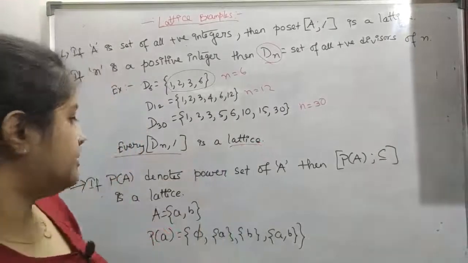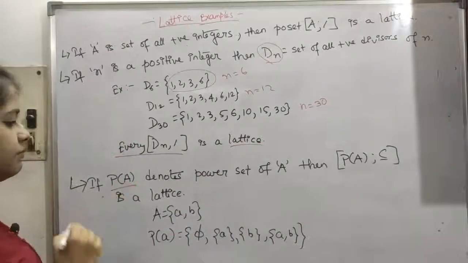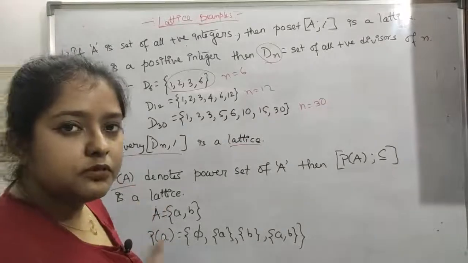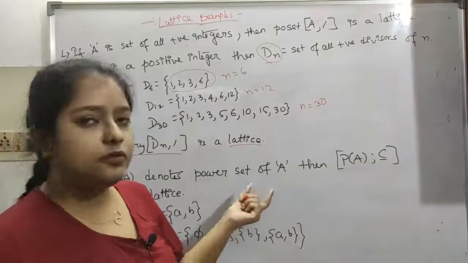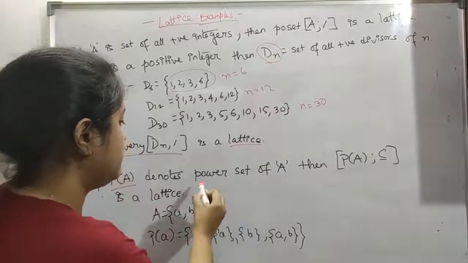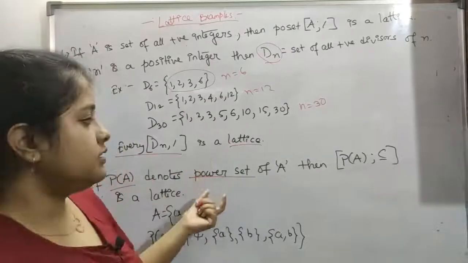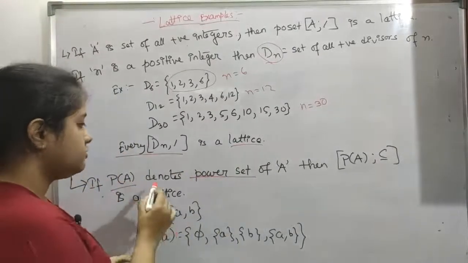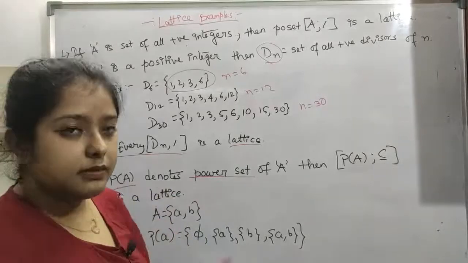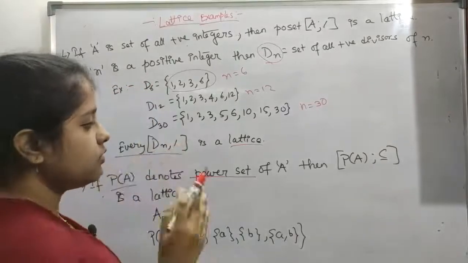Next, if P(A) is the power set. Power set means, as we have already seen, the set of all possible subsets. Previously, in the first video of this Boolean algebra series, we did power set. It is used in a lot of examples we have done. So I hope you remember this.